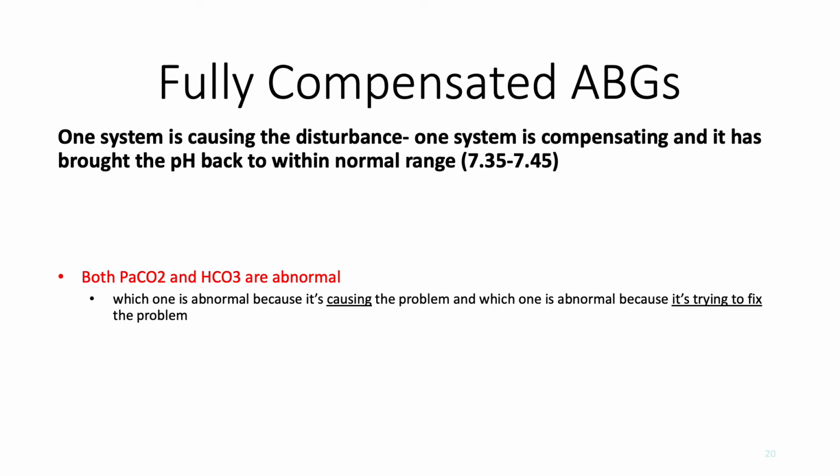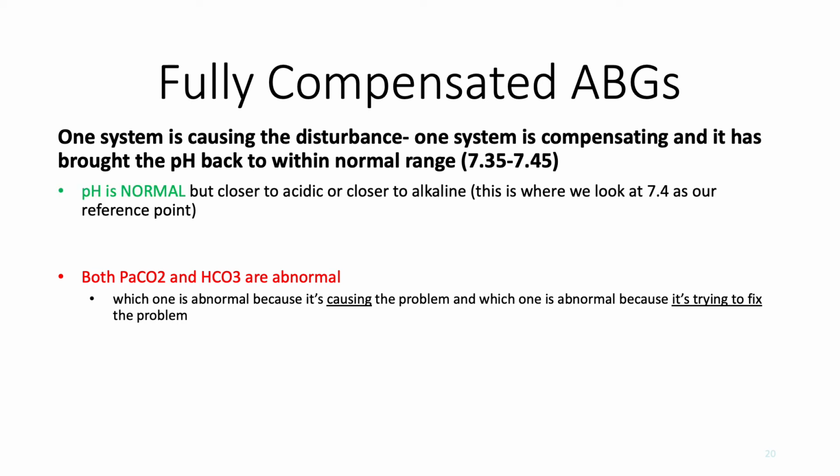However, instead of being partial compensation where the pH would be abnormal, below 7.35 or above 7.45, the pH is actually normal now. So we start to apply some new rules for how we label the pH, where now we look at 7.4 as our midpoint reference point. So if the pH were 7.37, let's say, that's a normal pH. But it's between 7.35 and 7.4. So I would label it as normal, but normal acid.